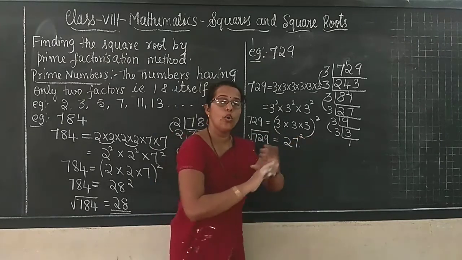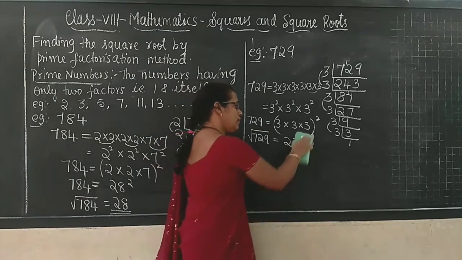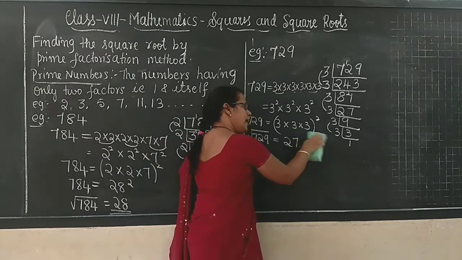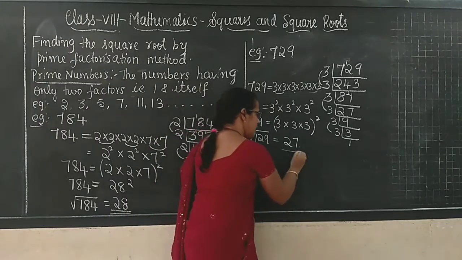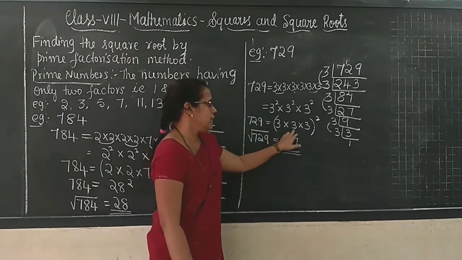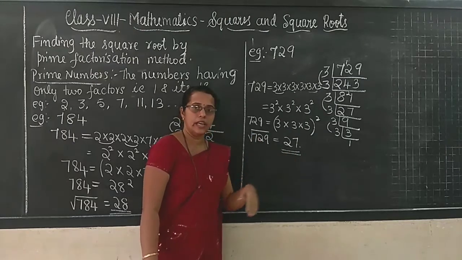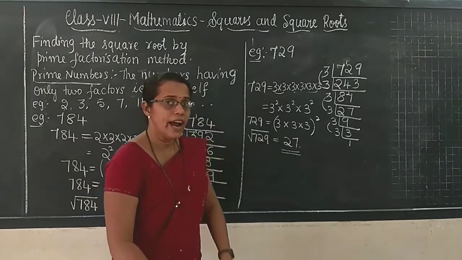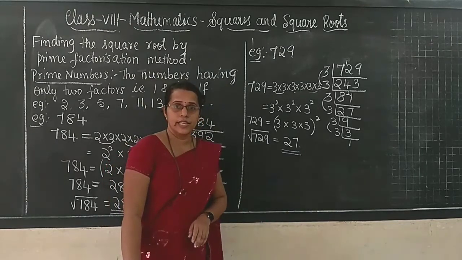Square root and square won't come together. Square goes, square root becoming. Okay, children? So if I write 77 square, it is an entirely wrong answer. We cannot give any mark for that. Is it okay? 3 3s are 9, 9 3s are 27. Square root of 729 is 27, so we can understand. Is it okay, children? So this is called the prime factorization method.